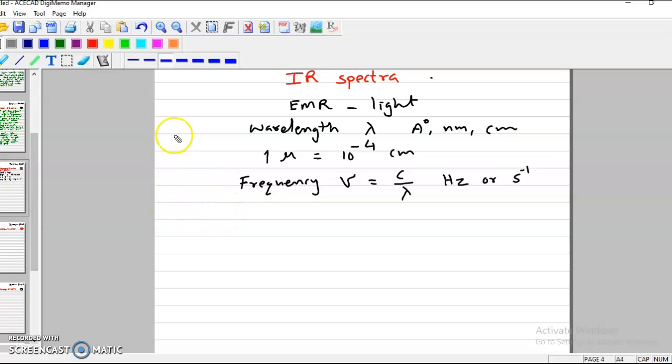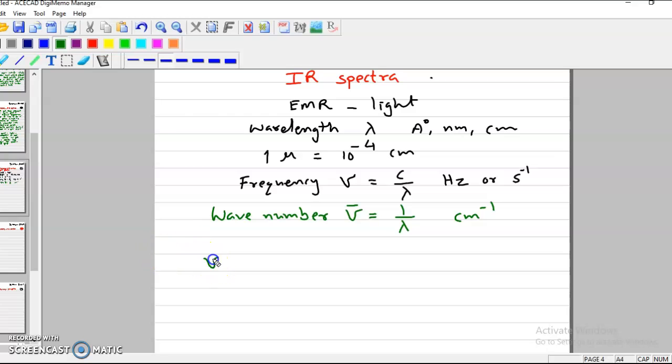Next is wave number, which is very important for us. Sometimes it is also referred to as frequency, but it is not actually frequency. The symbol is nu bar, which is equal to 1 upon lambda. This is the difference between frequency and wave number, and therefore the unit will be centimeter inverse.